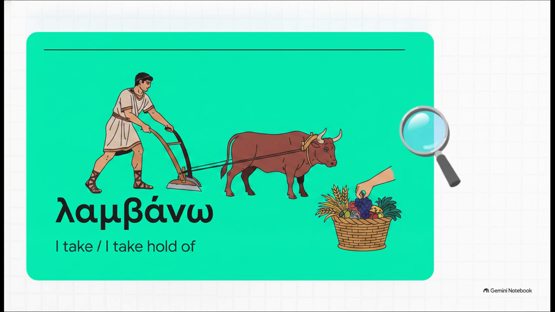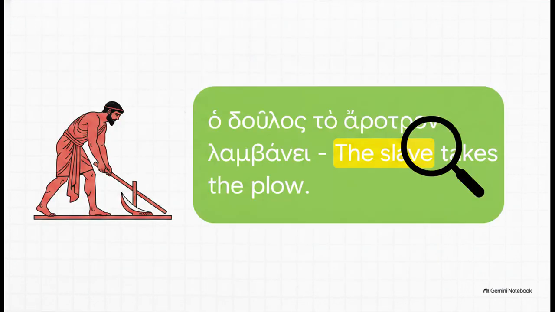Our very first action verb is lambano, meaning I take or I take hold of. Now this verb is transitive, which means it demands a direct object in the accusative case. Someone has to actually take hold of something to get the morning chores started. And here it is right in action. Ho doulos to arotron lambanei. The slave takes the plow.